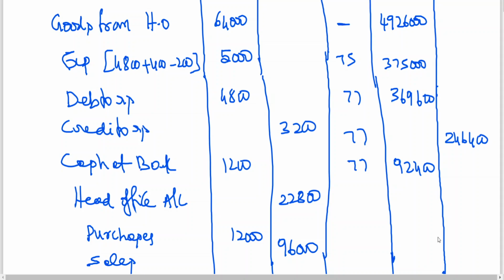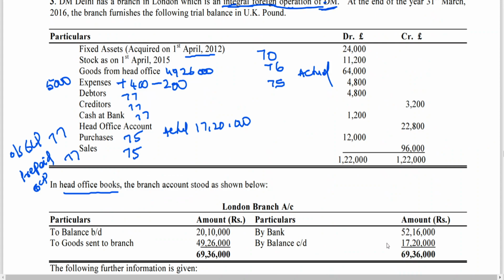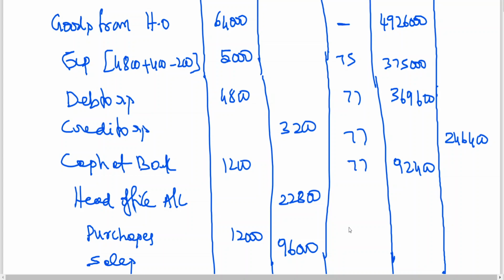Head office, I told you actual. What is head office actual here? Given in the problem, 17 lakhs 20,000. It shows which balance? Credit balance. 17 lakhs 20,000.